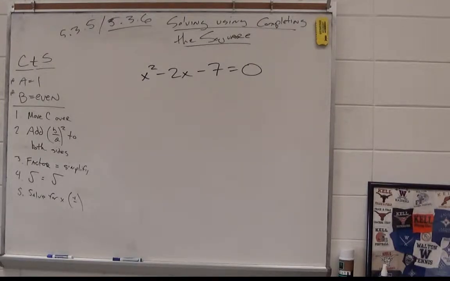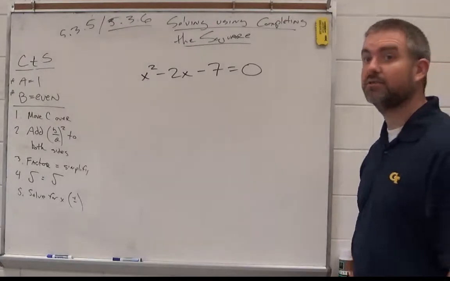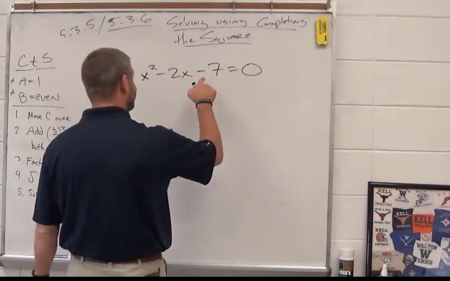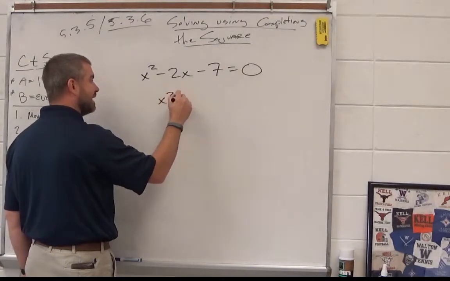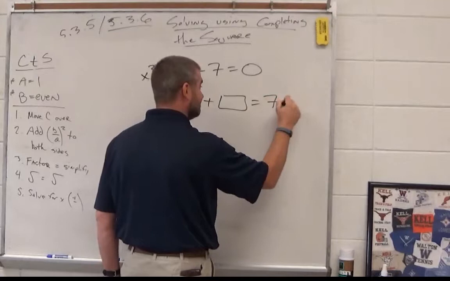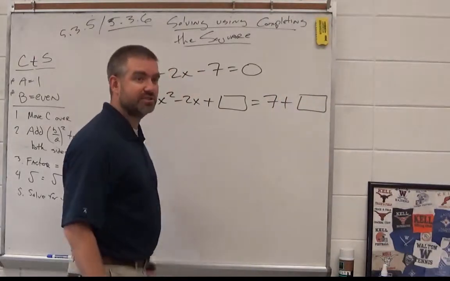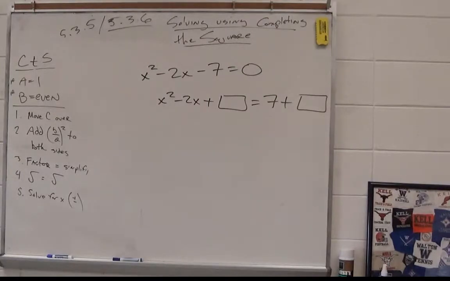All right, so first step, what do we do first? Very good. So how would I do that if it's negative 7? I would add it to the other side. So I got x squared minus 2x plus box equals 7 plus box. I'm just emphasizing with that box. You don't have to put a box, just leave a space.